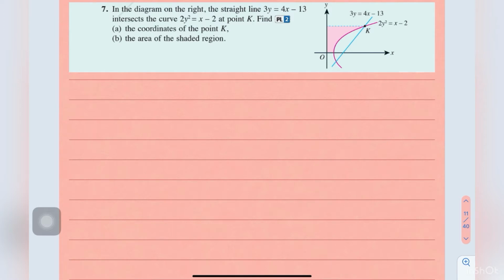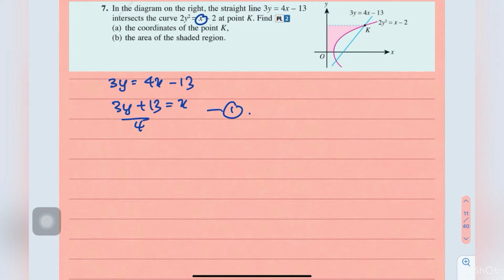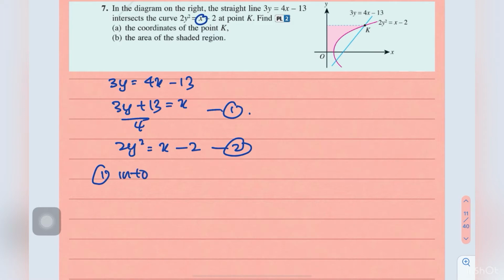So start from the linear one: 3y = 4x - 13. I would like to make x the subject. So x = (3y + 13)/4, equation number 1. Then 2y² = x - 2, equation number 2. So we substitute 1 into 2. So 2y² = (3y + 13)/4 - 2.